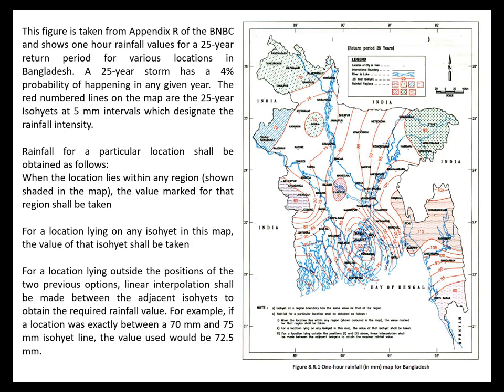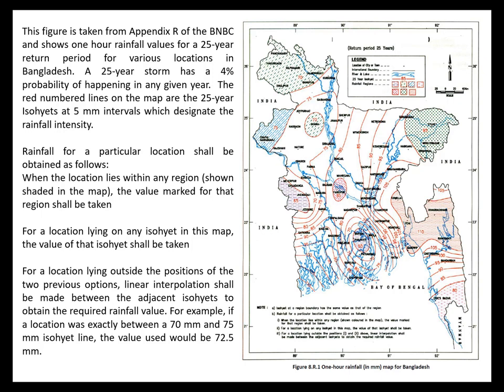Rainfall for a particular location shall be obtained as follows. When the location lies within any region shown shaded on the map, the value marked for that region shall be taken. For a location lying on any isohyet in this map, the value of that isohyet shall be taken. For a location lying outside the positions of the two previous options, linear interpolation shall be made between the adjacent isohyets to obtain the required rainfall value.